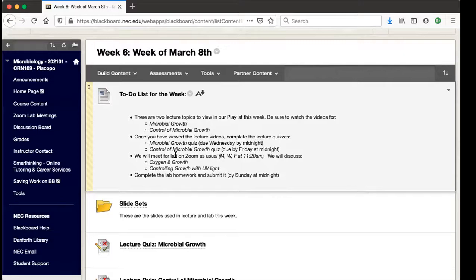We'll be meeting for lab as usual. We're going to talk about 2 subjects. One is oxygen and the effects of oxygen on different types of bacteria as they grow in culture. The second topic is how we use ultraviolet light to control the growth of microbes in our environment. And of course, you'll have a homework assignment associated with those things next week as well. So that's up for next week.